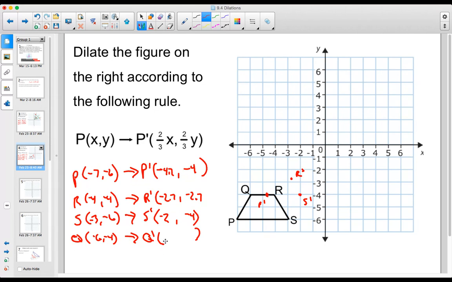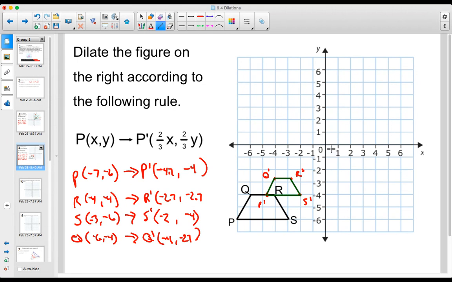Maps to Q prime. That's going to be -4, -1, 2.7. All right, Q prime. Let's connect our dots here with our line. So we go from here to here, to there, to there, to there. All right, there is our reduction. Okay, it is getting smaller.